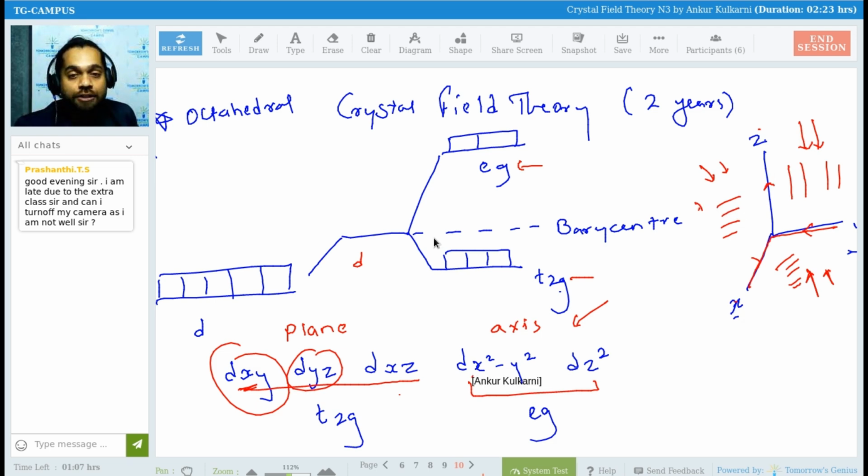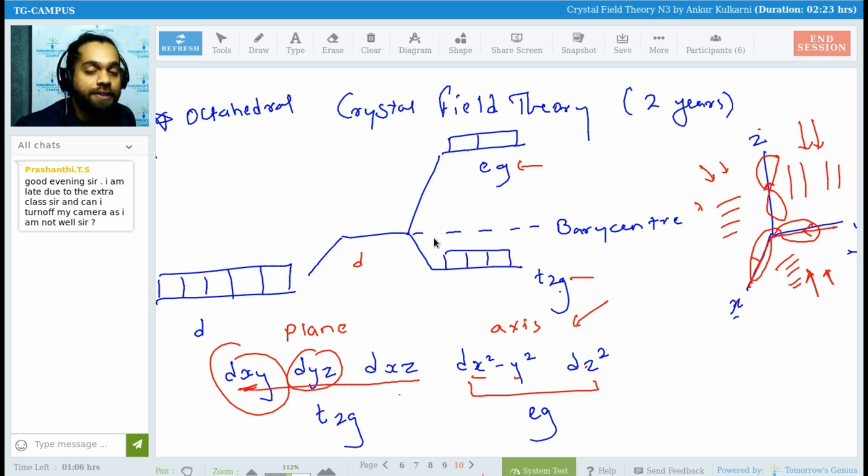Then we have the axis. So x square minus y square, you have the orbital on this axis. Then we have dz square, that means the orbital is on this axis. Are you getting it, Anthony? Is it clear? Yes, sir.